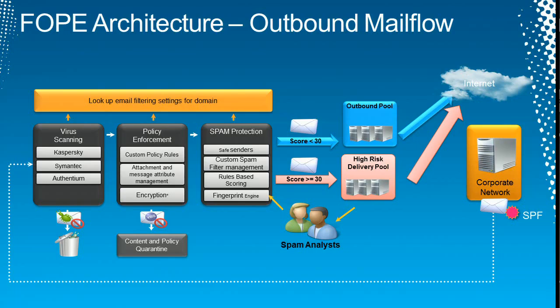So, another question. Is there a possibility to send out to partner organizations based on TLS? So I've got two banks that are communicating with each other. They want all their mail to flow through FOPI, but they want to have communication encrypted.